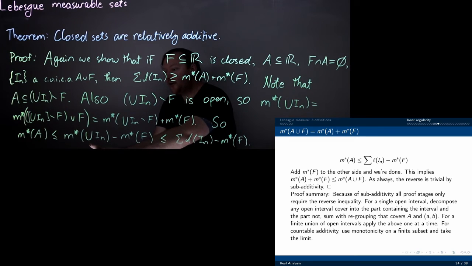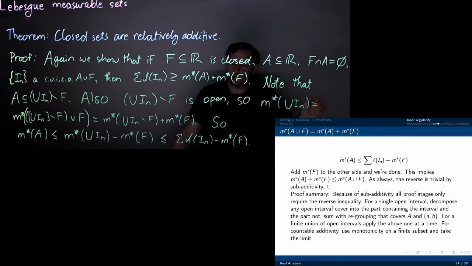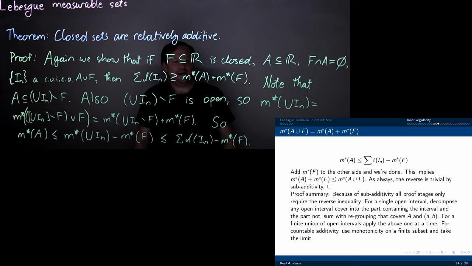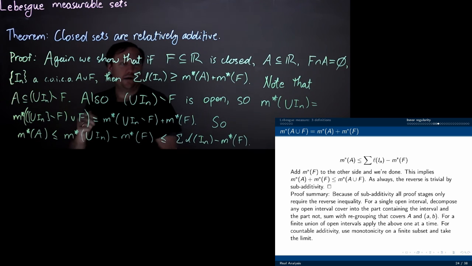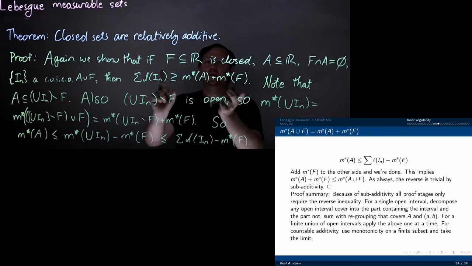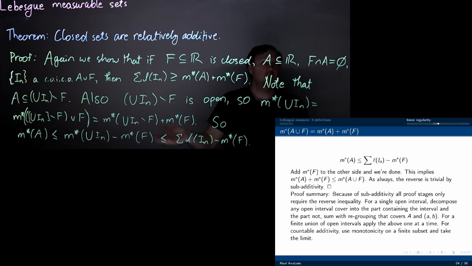Now, we've already seen before how m star of a union of these intervals is less than or equal to the sum over the lengths. That's actually really simple because that's subadditivity. And then you're pretty much done, because all you have to do is take this, add it over to here. You have this part. Just like last time, the reverse is done by subadditivity, and the proof is complete.